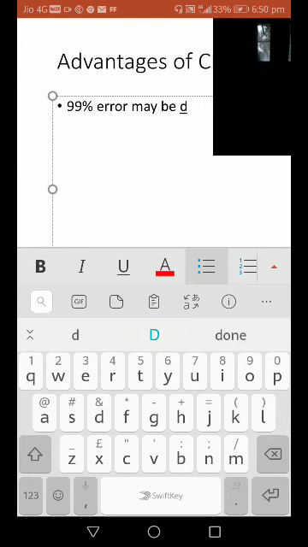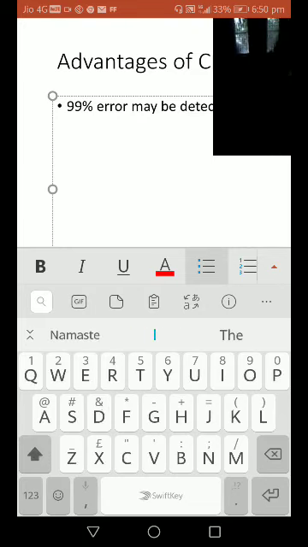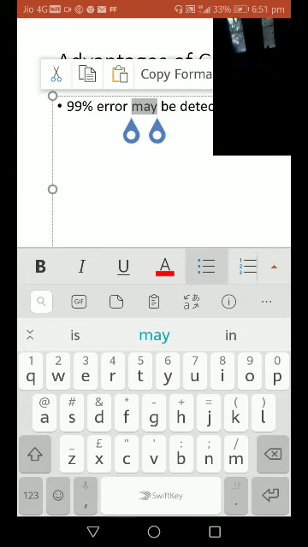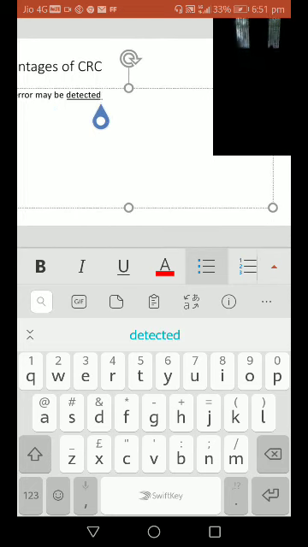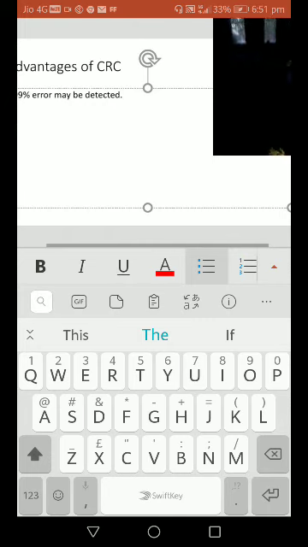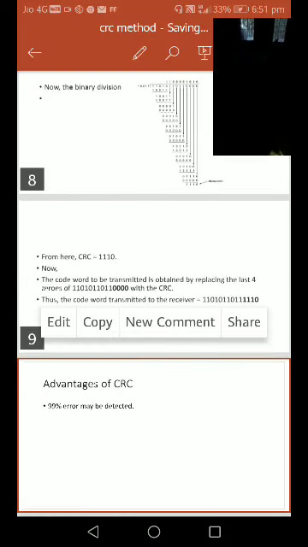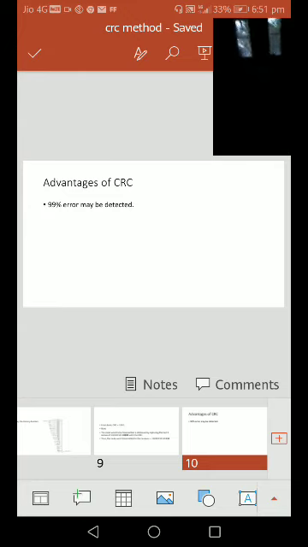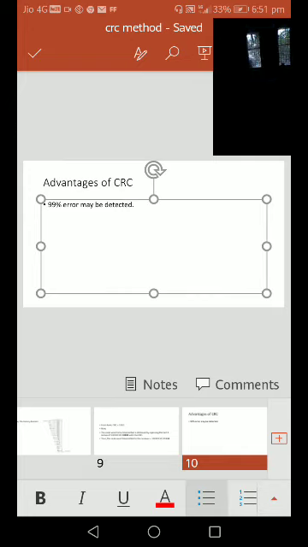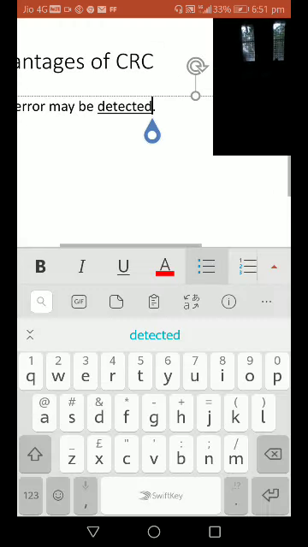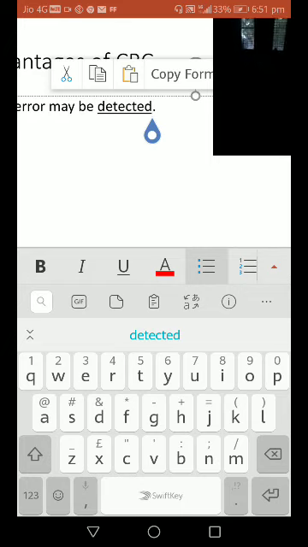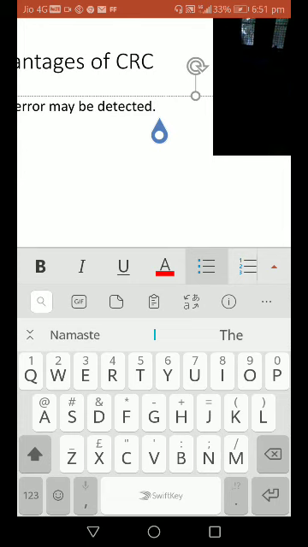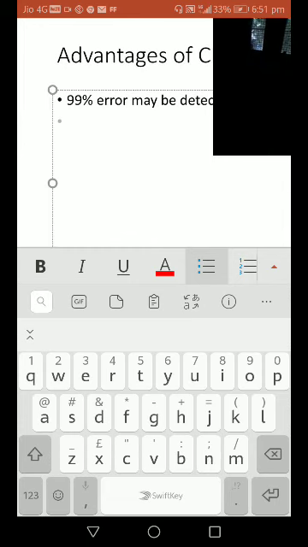Errors may be detected. 100% of data errors may be detected, 100% of the data will be detected.